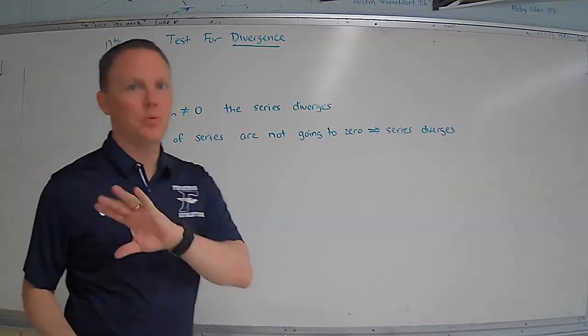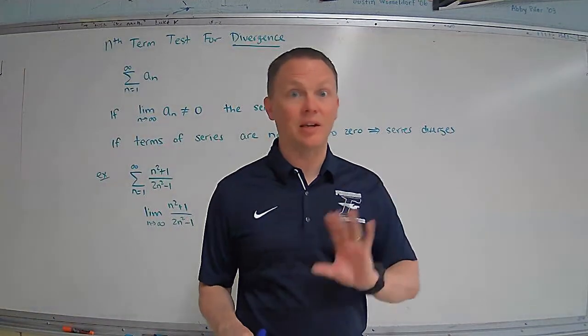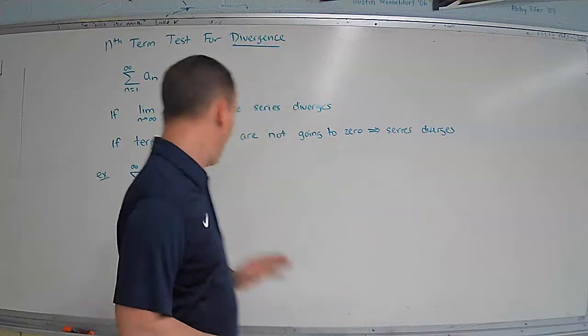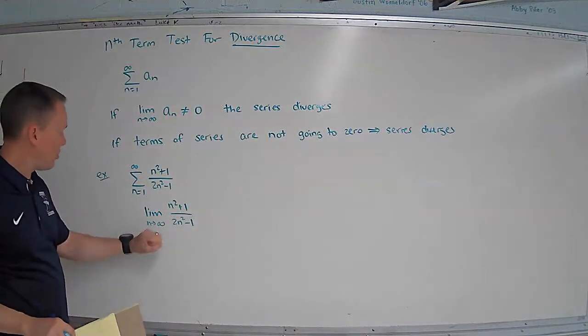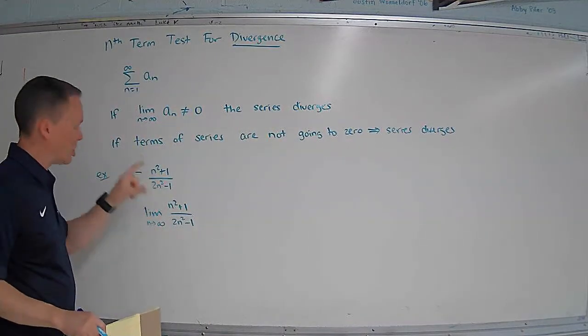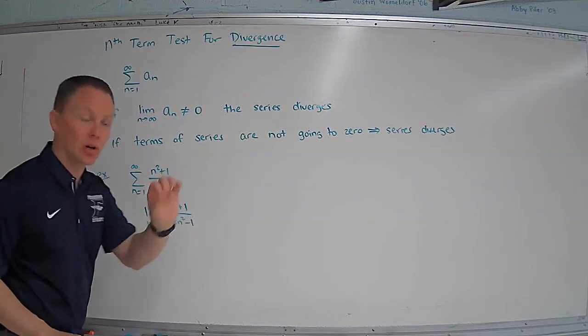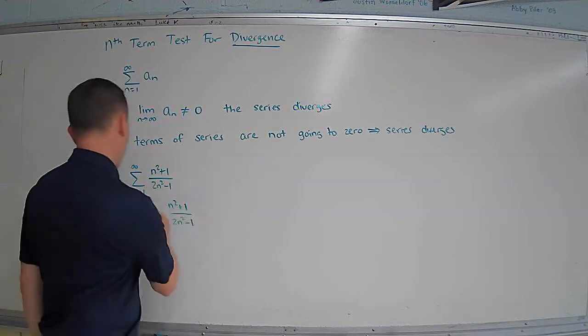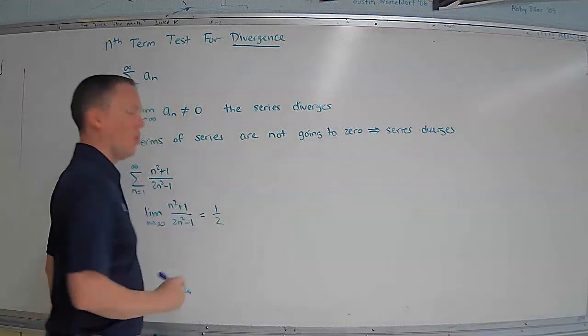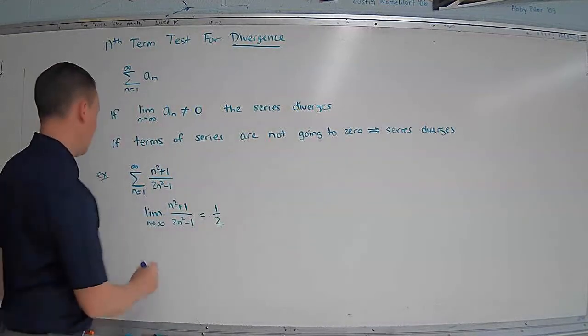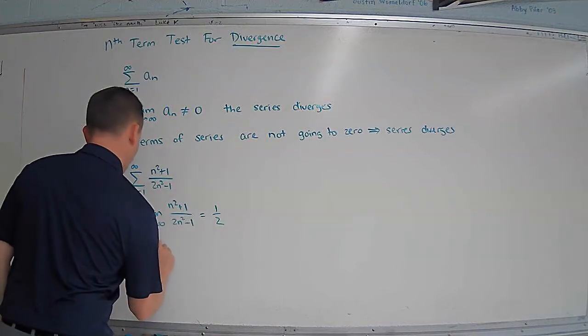Now remember, we're computing lots of limits here and they mean different things, so we've got to be able to keep that straight. In this context right here, we're computing this limit, and it's telling me what the terms of this series are doing. Okay? And if I compute this limit, I get 1/2. Guess what? Series diverges by the nth term test.